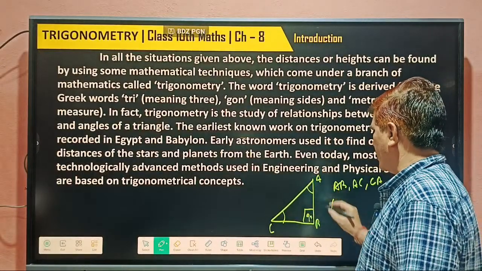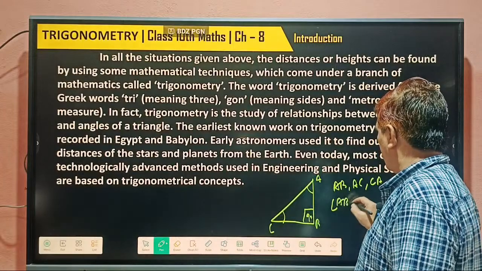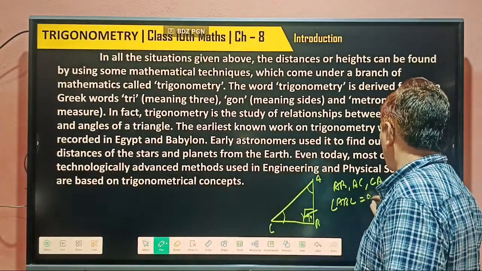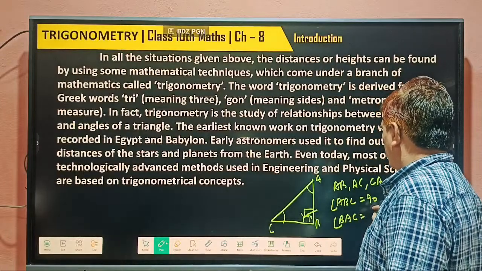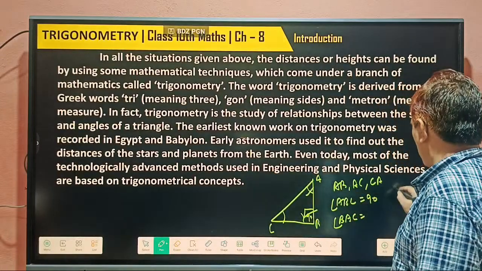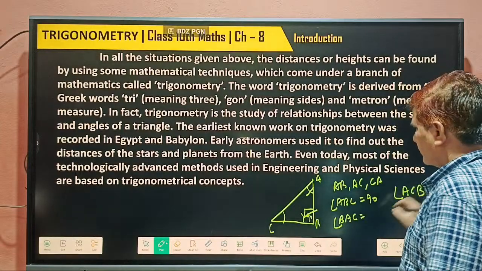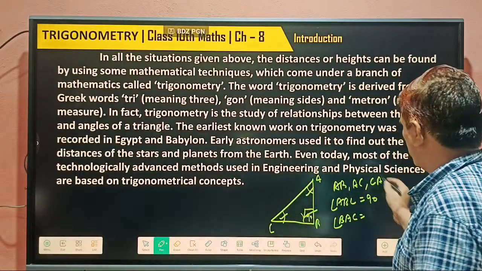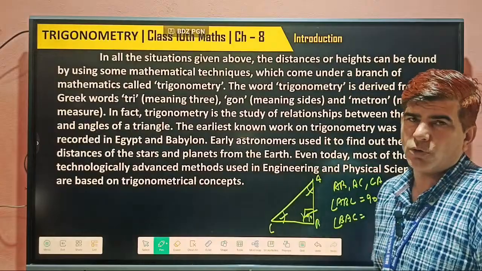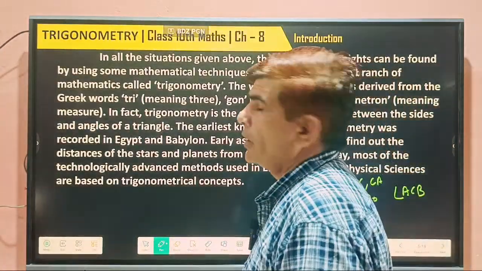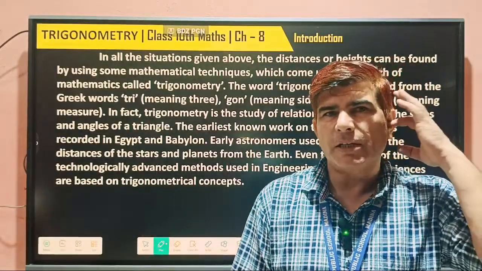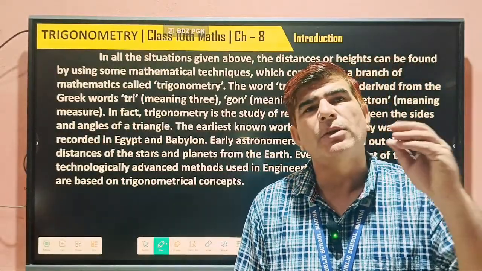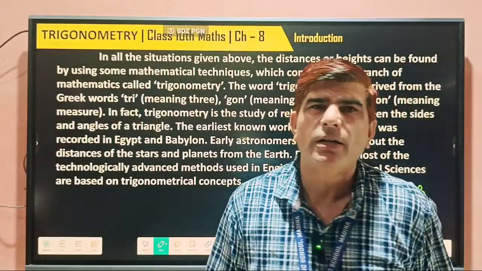So how can we write this angle? ABC. Angle ABC is this angle. How many degrees? 90 degrees. Angle BAC is this angle. Angle ACB is this angle. So these 3 sides and these 3 angles make a total of 6 elements. Trigonometry is that branch of mathematics which measures the relationship between the three sides and three angles of a triangle.